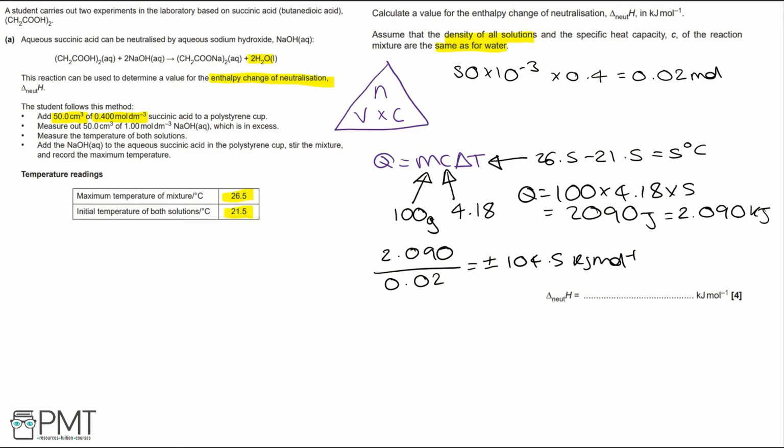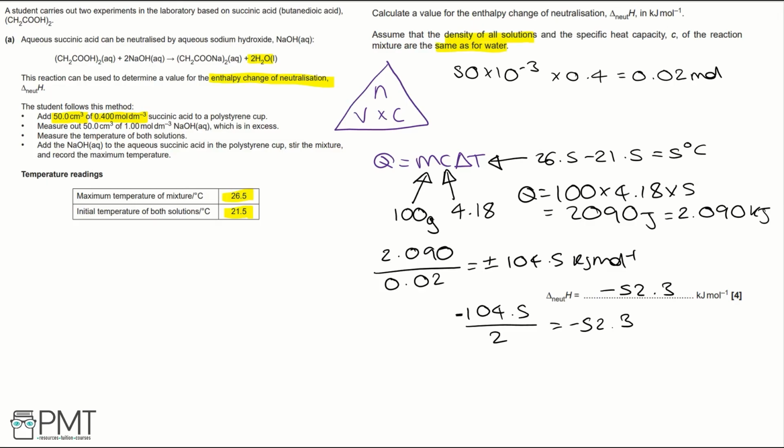So it would be 104.5 divided by 2, which equals 52.3. And we need a negative sign in front of our 52.3 because the enthalpy change of neutralization is negative.